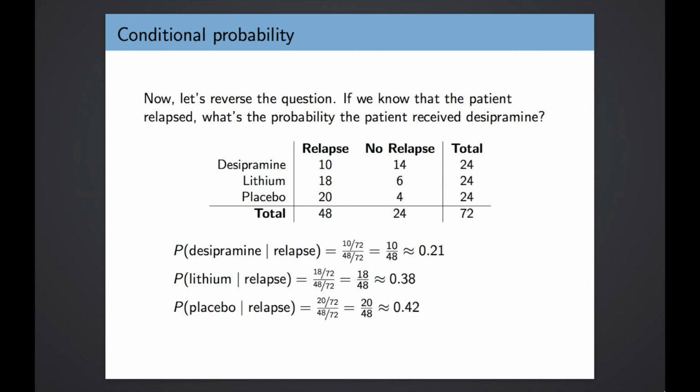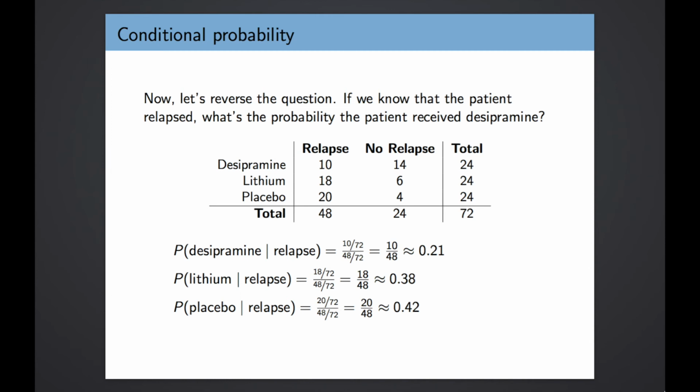So the probability of receiving desipramine conditional on relapsing is 10 divided by 72, so the 10 patients who received desipramine and relapsed over all 72 participants, divided by 48 over 72, all of the patients who relapsed divided by all of the patients in the study. This simplifies to 10 over 48, or about 21%.